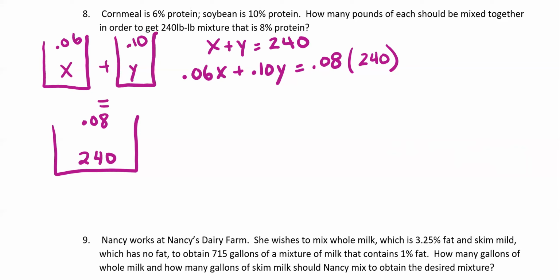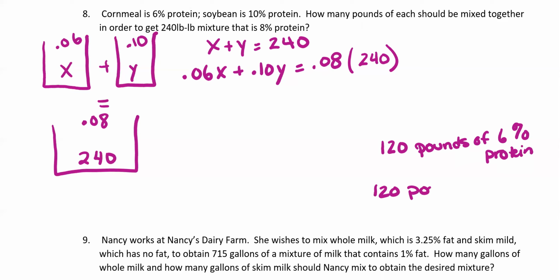Again, use substitution or elimination. And the answer will be 120 pounds of 6% protein and 120 pounds of 10% protein.